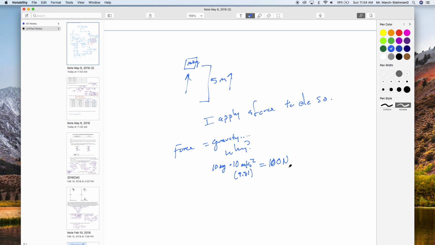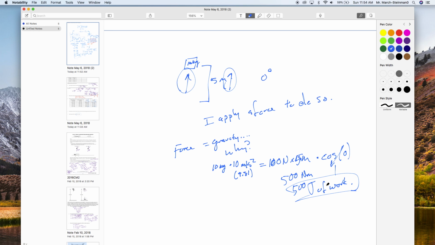If I apply that 100 newtons of force, then that's across 5 meters, and it's at an angle of 0 degrees. Remember, the difference between this and this is the angle, so at 0 degrees still. Cosine of 0 is 1, so this is 500 newton meters, or 500 joules of work. Okay, so I have 500 joules of work that I did to lift this box.